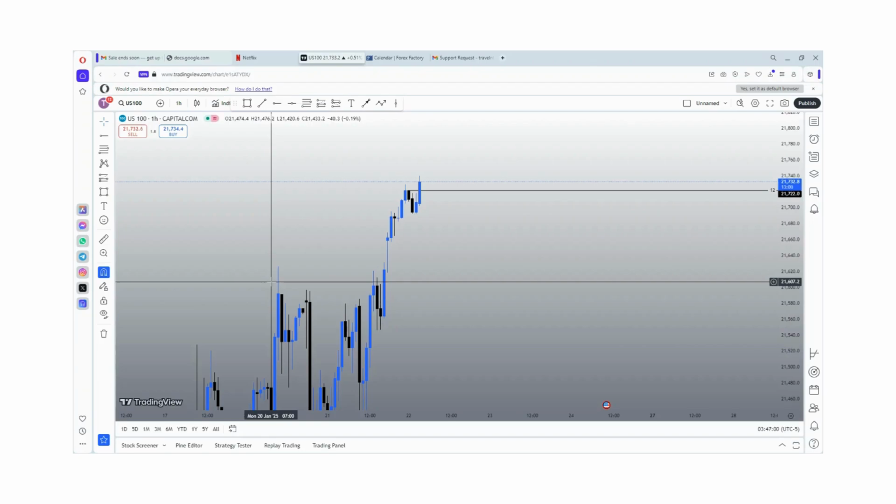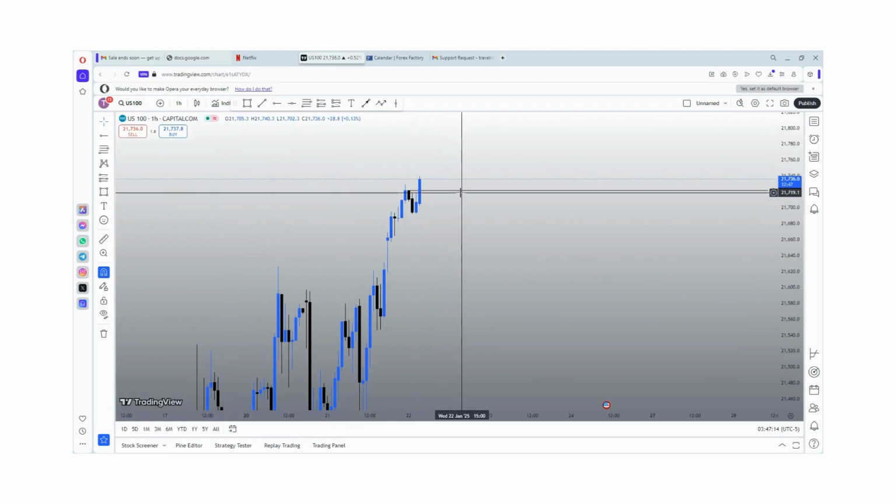And today I'm going to be analyzing the financial market, specifically the US 100, that's the Nasdaq. And this is what I do when I open my charts. So let's go to the weekly time frame. That's the first thing I do.